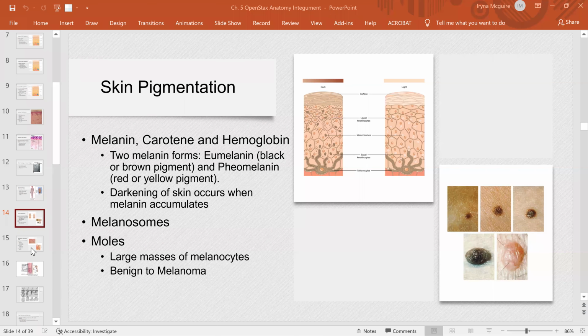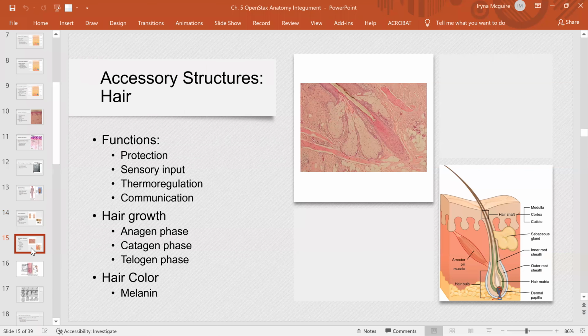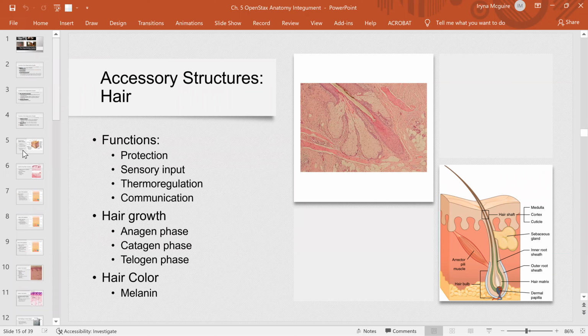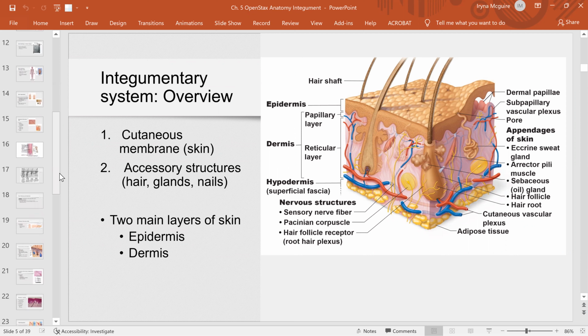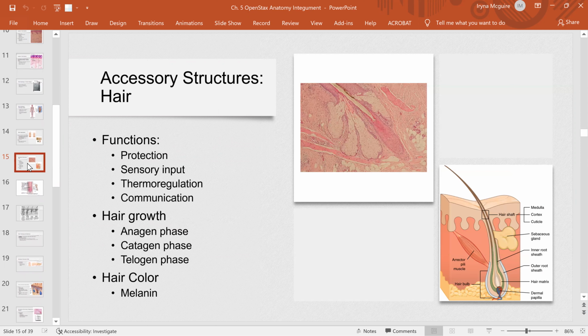Okay, so now we briefly will talk about accessory structures. I want to go back and just remind you that the integumentary system is made of skin or cutaneous membrane and accessory structures that are hair, glands, and nails, right? So let's see what we want to know about those accessory structures. We're going to start with hair. Functions: protection, sensory input, thermoregulation, communication.